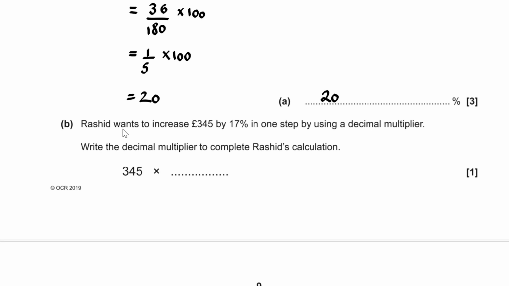And then for part B, Rashid wants to increase £345 by 17% in one step by using a decimal multiplier. We have to write the decimal multiplier to complete Rashid's calculation. Well, if we're increasing by 17%, the multiplier here will be 1.17, with the 1.00 representing 100%. If we have a 17% increase, then that would correspond to the 117%, which is the same as, in decimal form, 1.17.